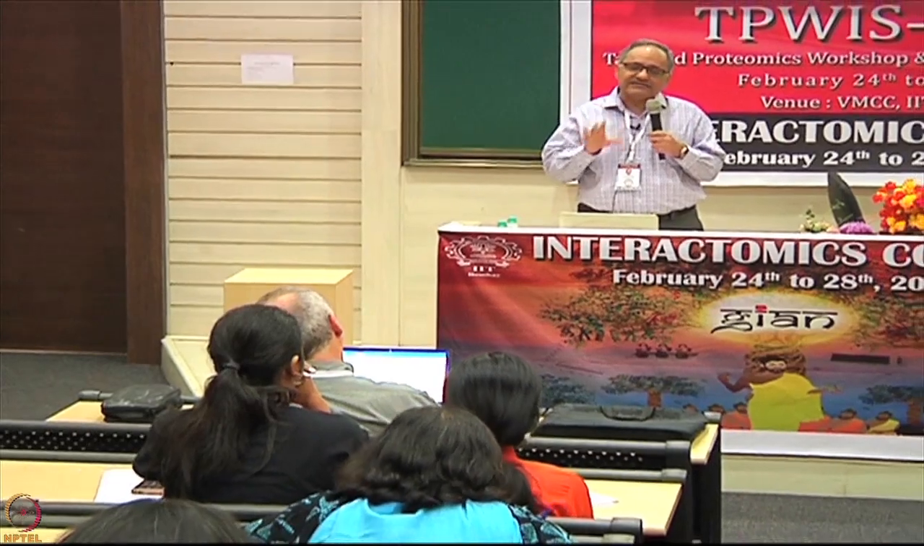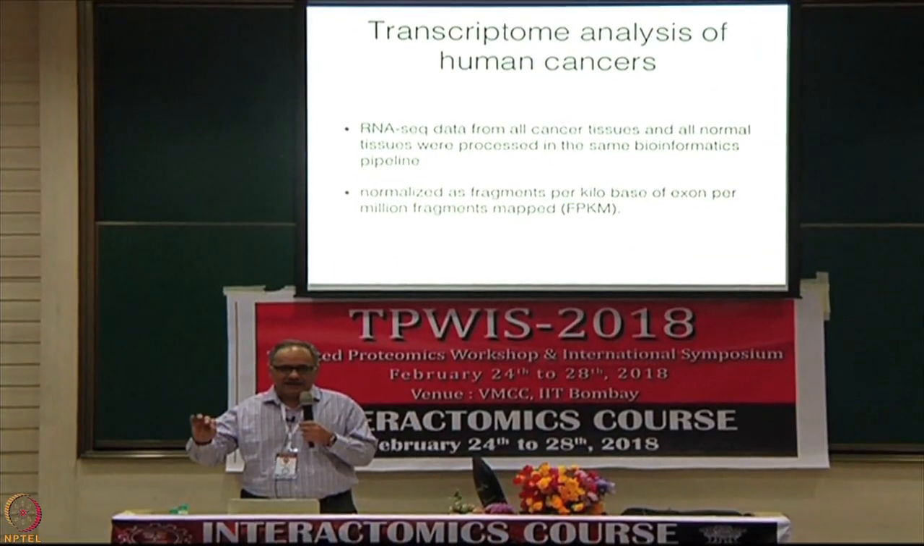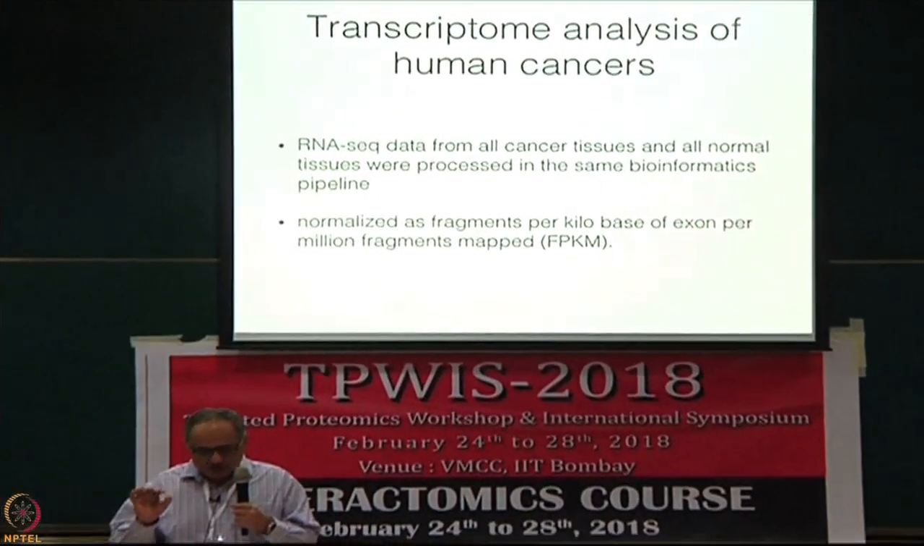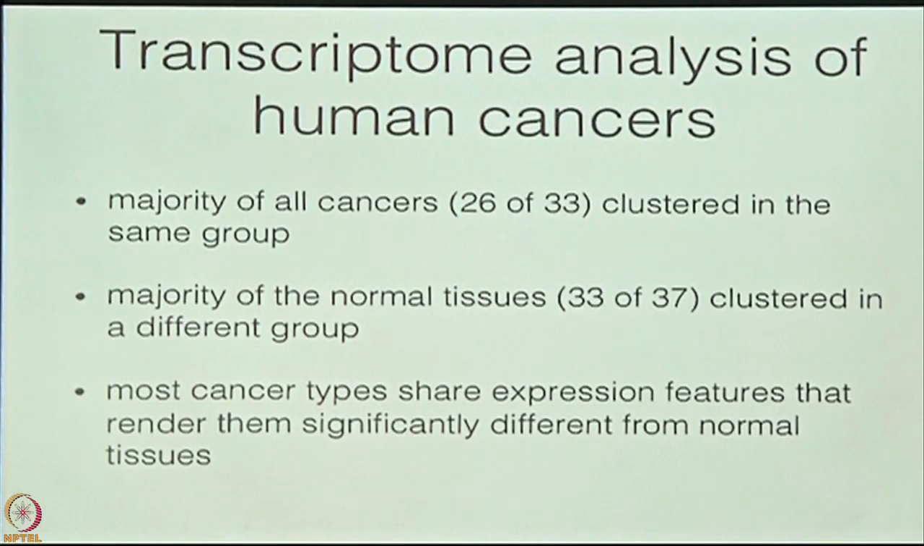All the RNA-seq data, both from the cancer as well as the normal tissues, were processed in the same pipeline and normalized according to the FPKM. That was how it was expressed. When we looked at the data initially, the majority of the cancers, 26 out of 33, clustered in the same group. The majority of normal tissues, 33 out of 37, clustered in a different group. The first basic conclusion was that most cancer types share expression features that make them quite different from normal tissues, and that was what we expected.